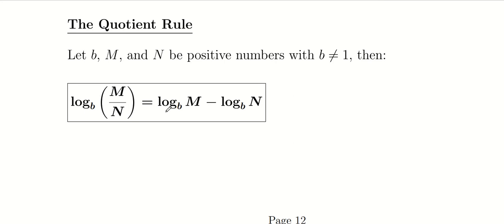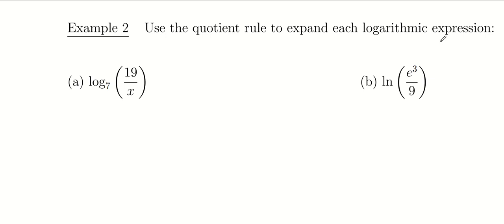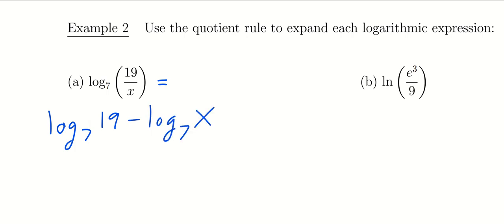And when you split it apart, again, the order is very important here. It's log base b of the numerator minus log base b of the denominator. Let's use the quotient rule to expand each one of these expressions. In part A, it's log base 7 of 19 divided by x. This is going to be log base 7 of 19 minus log base 7 of x.